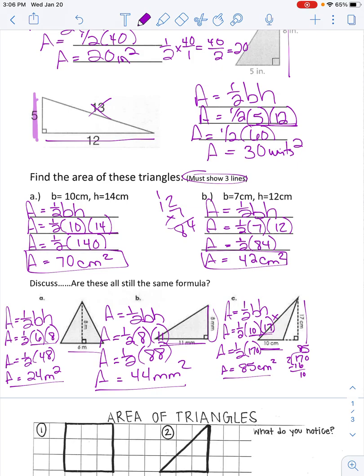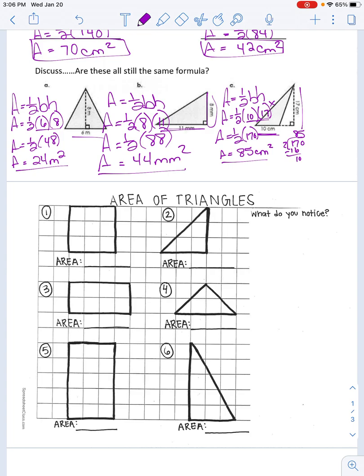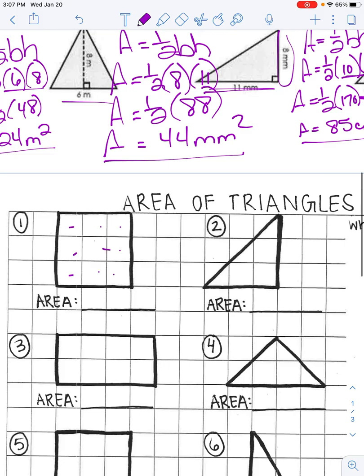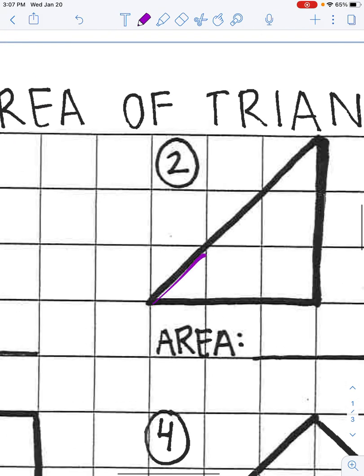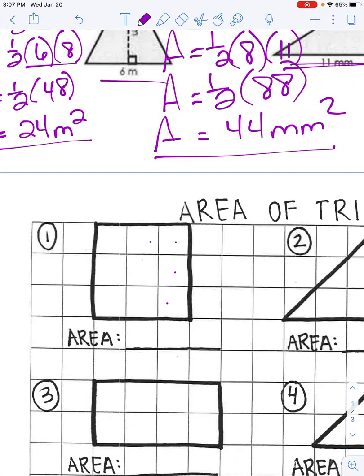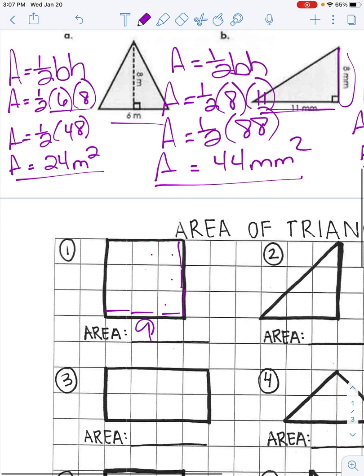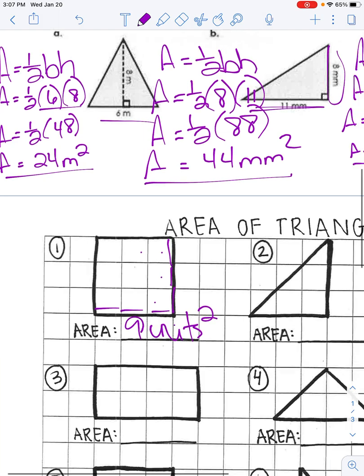Okay, on the back side, area of the triangles. Again, some of these may have the grids in the back. And again, it's hard to count them because some of them are halves or not a full square. So it's hard to count the amount of space inside. That one it's not, it's 9. But over here, some of the squares are cut in half, okay? So again, on number 1, the area, length times width, 3 by 3 is 9 units squared.